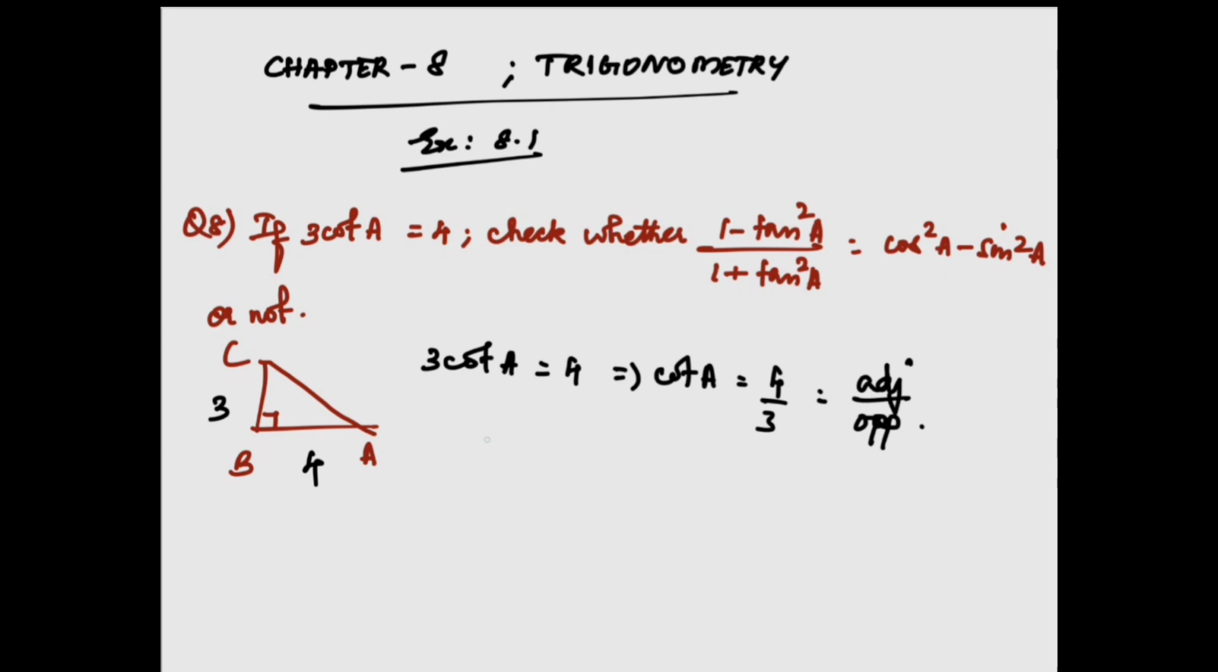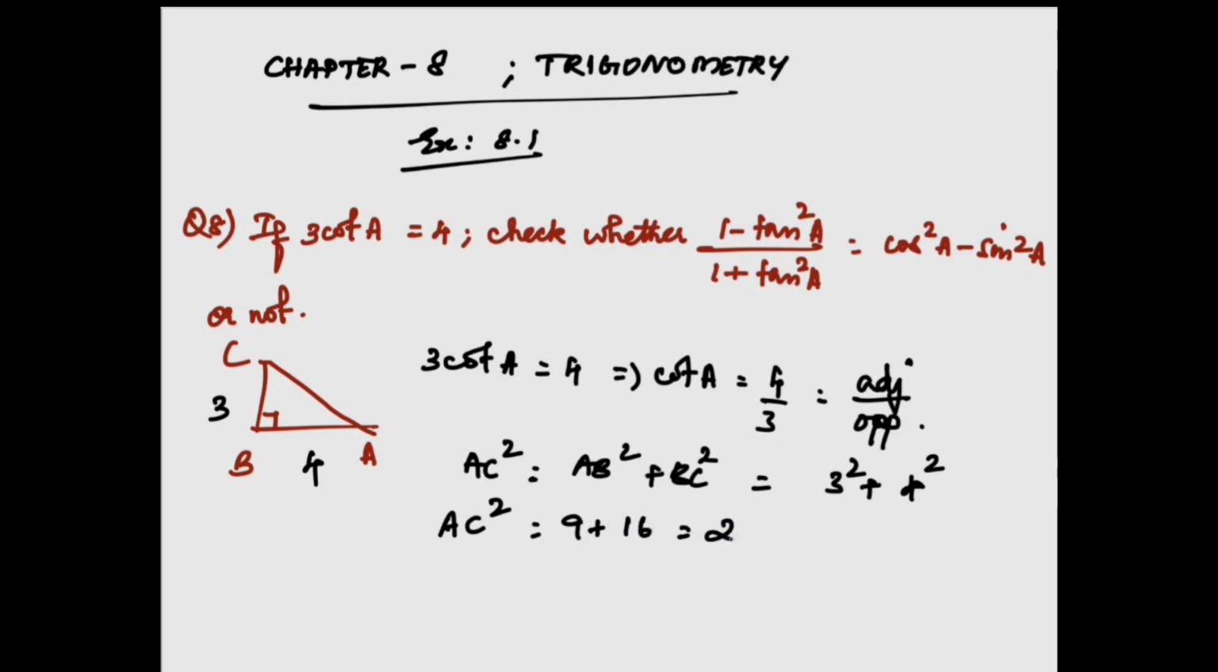Using Pythagoras theorem, AC square is equal to AB square plus BC square. By substituting values, AC square is 3 square plus 4 square. AC square is equal to 9 plus 16, that is 25, which gives us AC as 5.